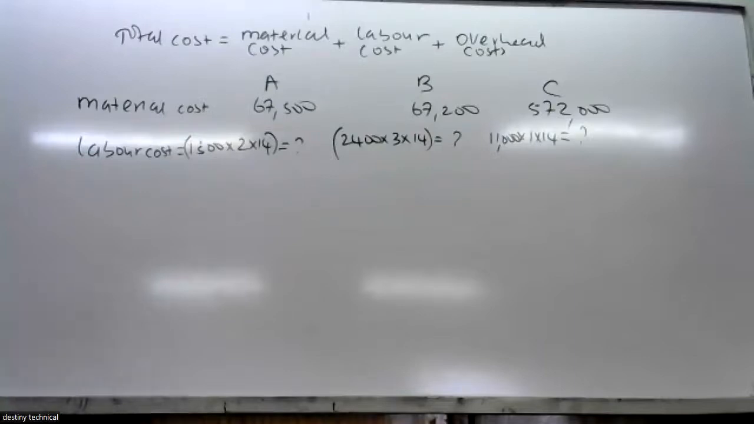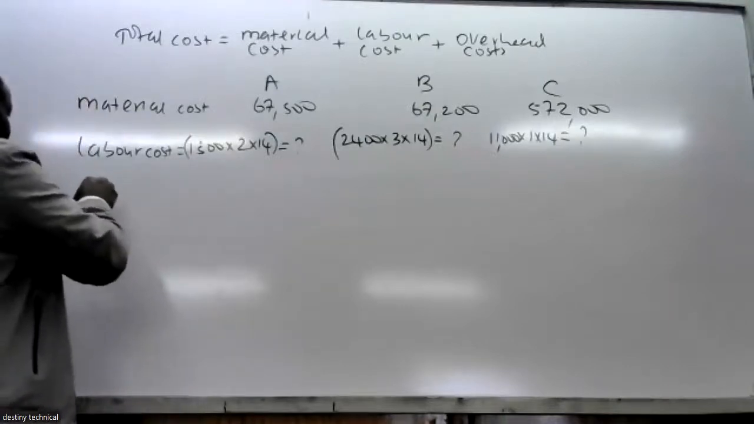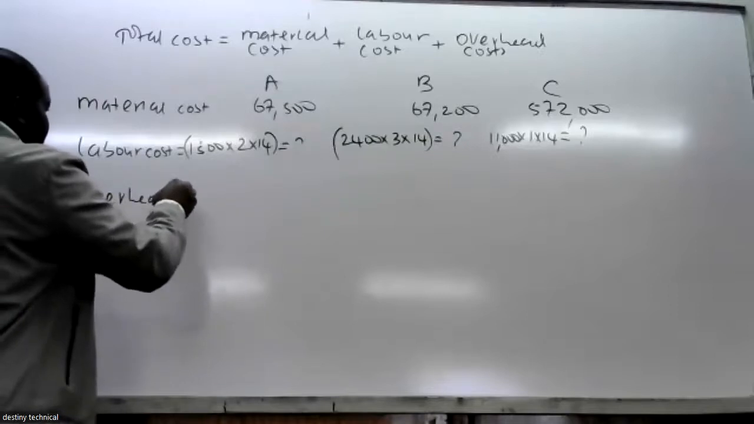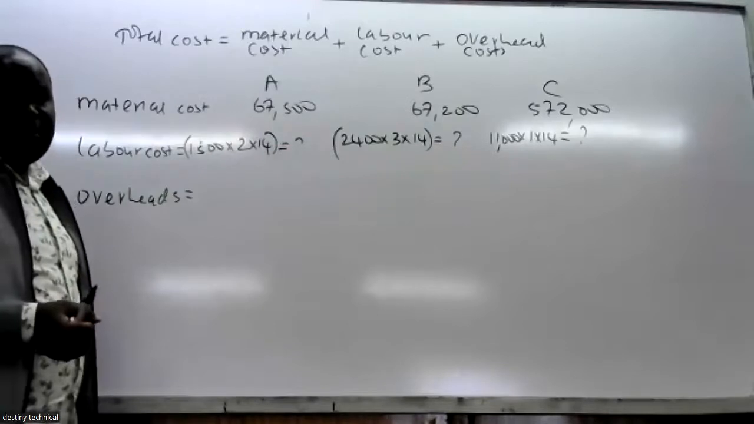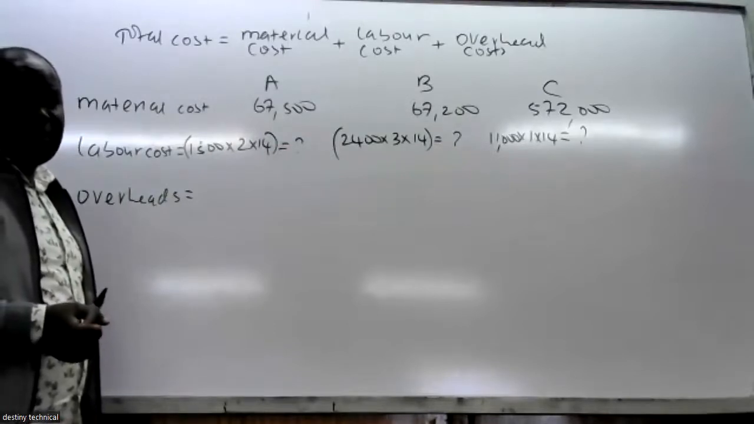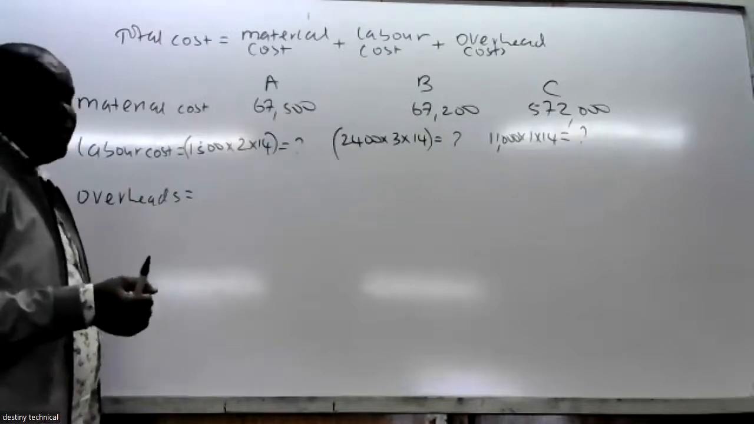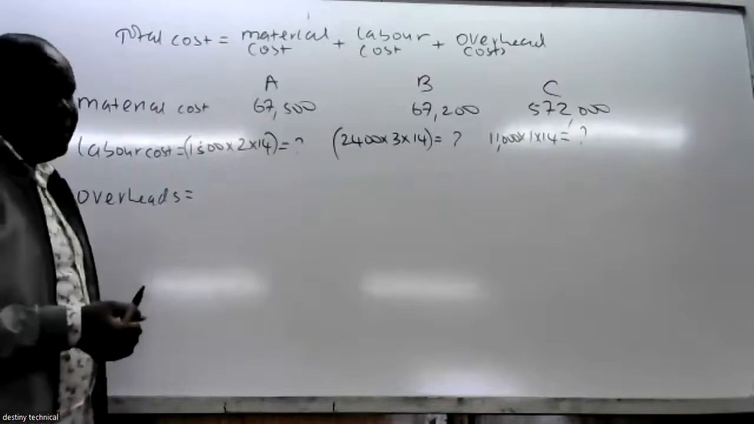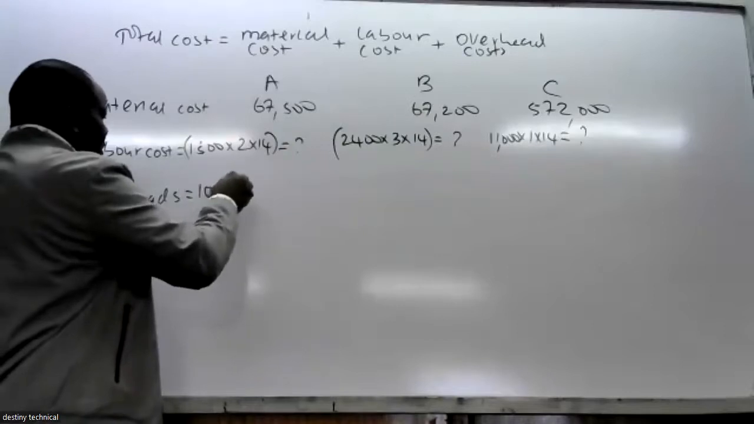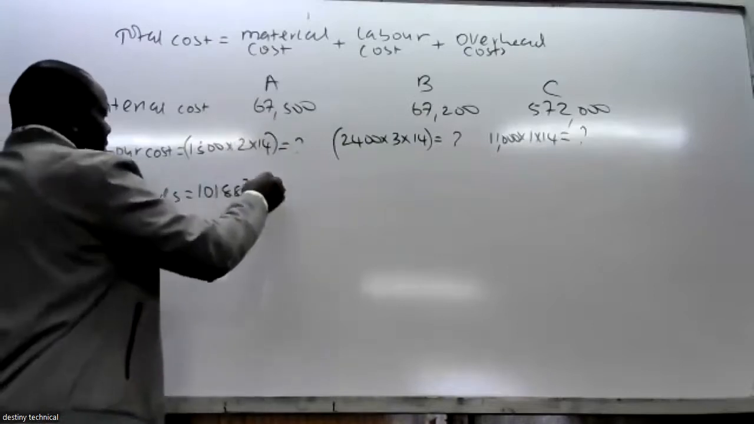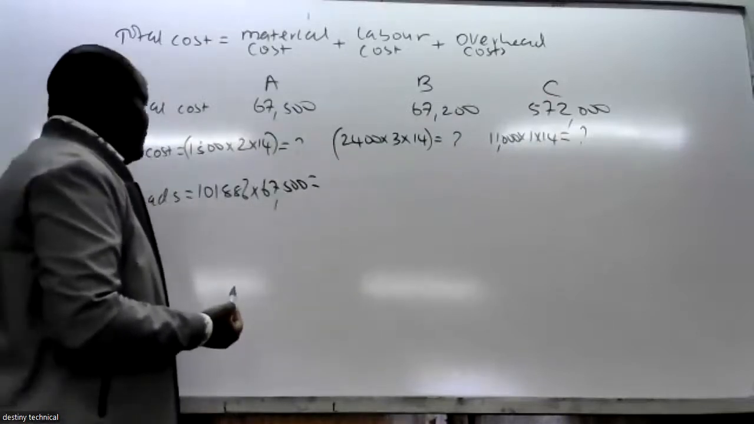After the labor cost, we now include the overheads. So overheads were absorbed on the basis of material cost. We calculated 101.88%. So to get the overheads for A, simply take 101.88% of the material cost, which is 67,500.